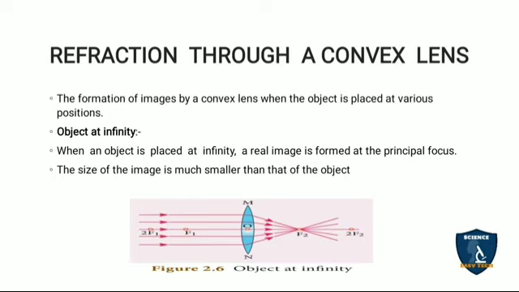The next, refraction through a convex lens. Let us discuss the formation of images by a convex lens when the object is placed at various positions. Object at infinity. When an object is placed at infinity, a real image is formed at the principal focus. The size of the image is much smaller than that of the object. The image is formed at F2. This image is very small in size.